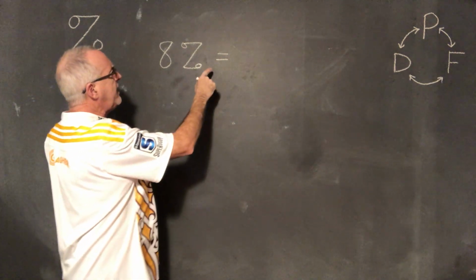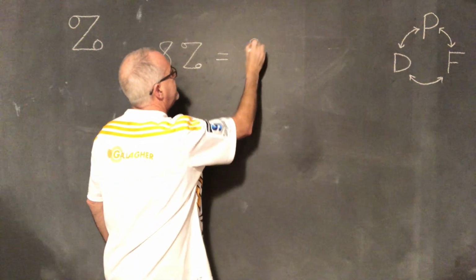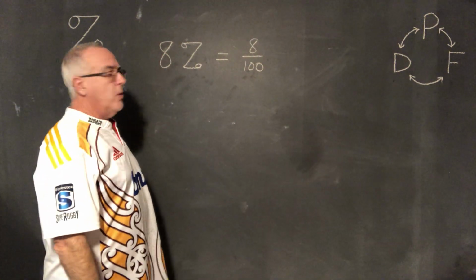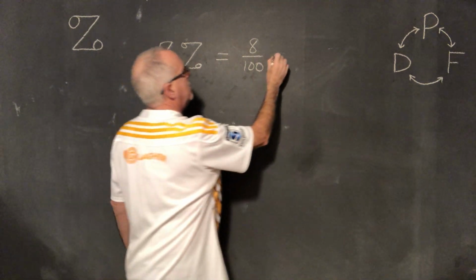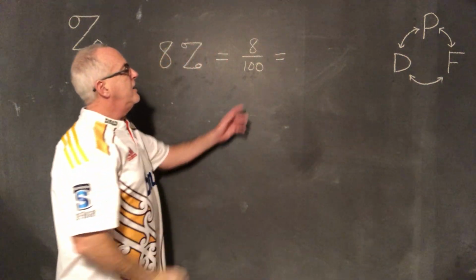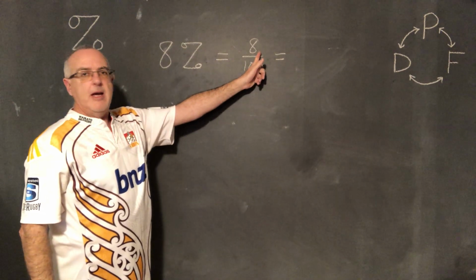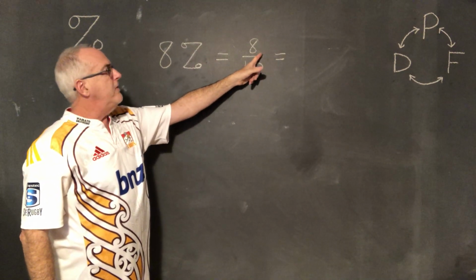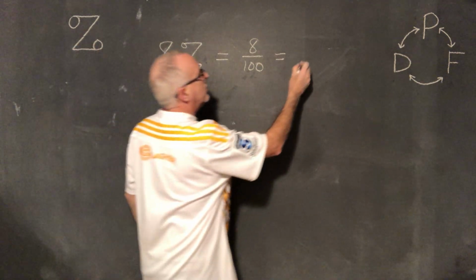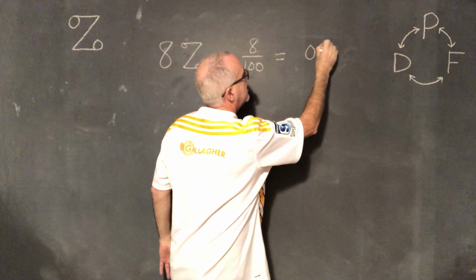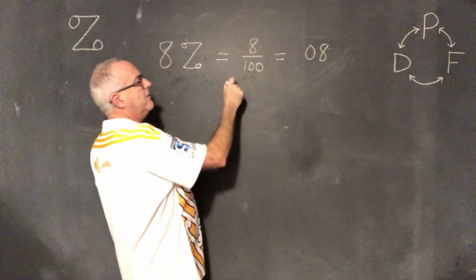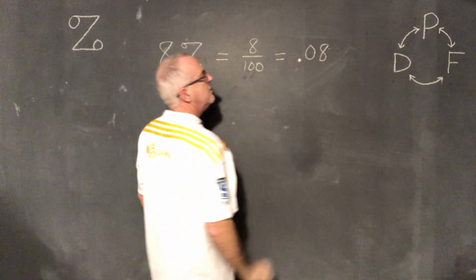8% means 8 out of 100. Can I reduce this? Yes. Do I want to? Not really, because I want to convert it into a decimal. And when I convert it into the decimal, the 8 would be right here, and I have to move it 2 places to the left. I need the placeholder. We know how to do that. So the placeholder 0 is going to go there before the 8, and when I move that decimal 2 places to the left, because I'm dividing by 100, it's going to end up here.